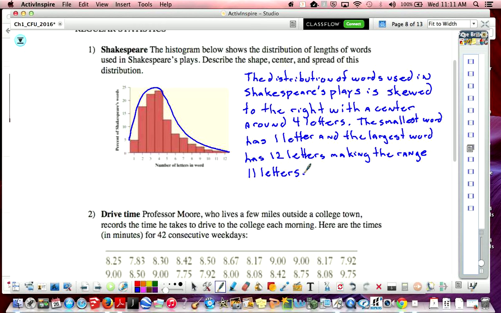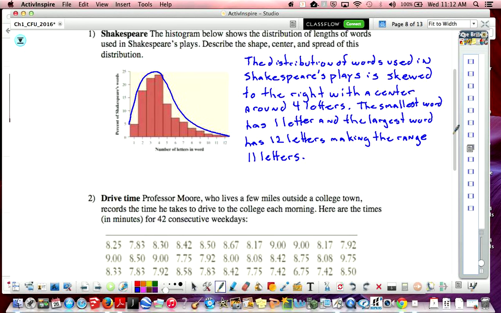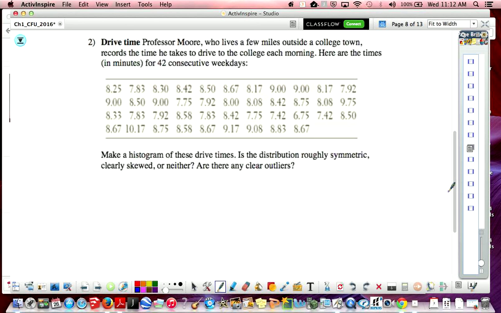My guess is there's probably not an outlier here. I'm not even going to know, since it didn't even ask me. Just shape, center, spread. Got all 3 covered. We're done with that problem. All right, number 2, drive time.